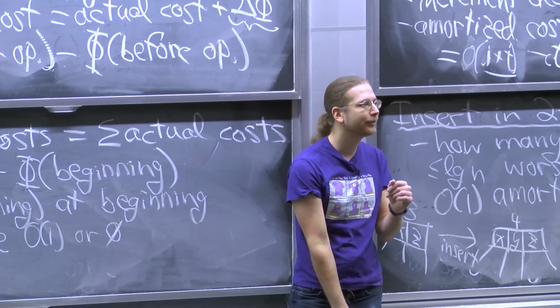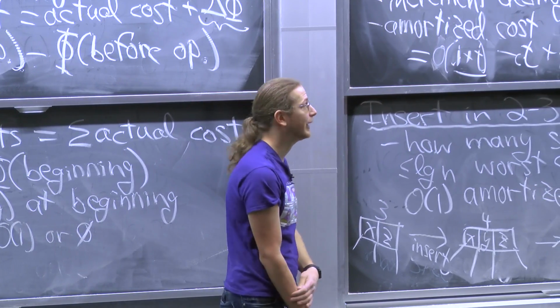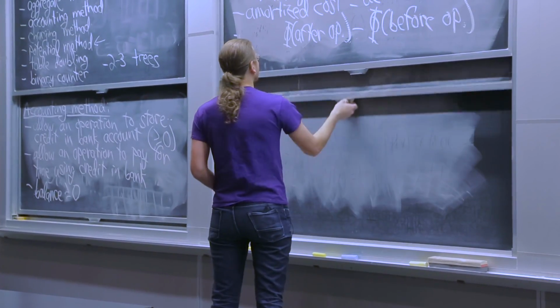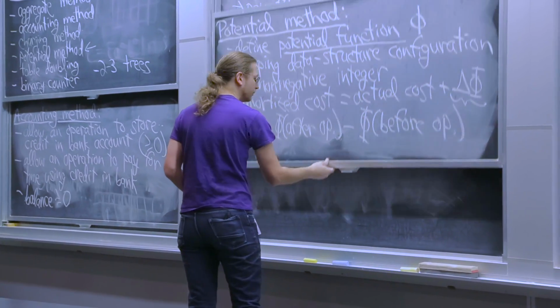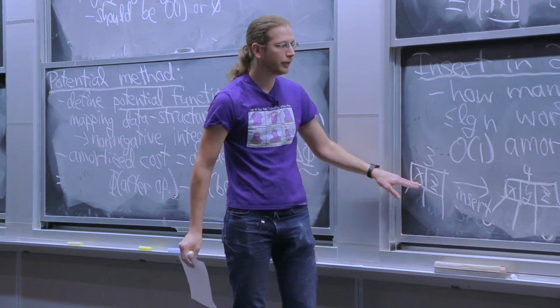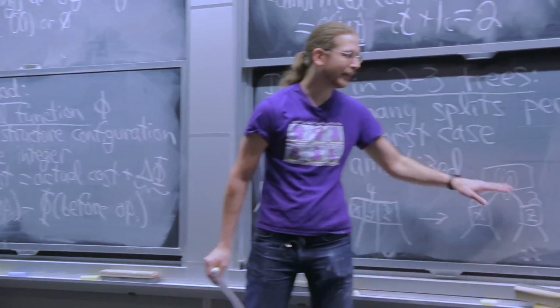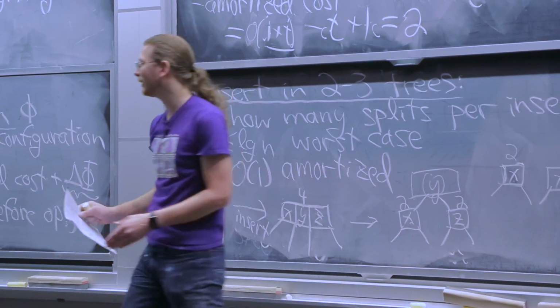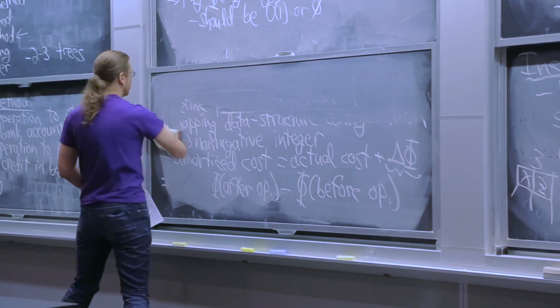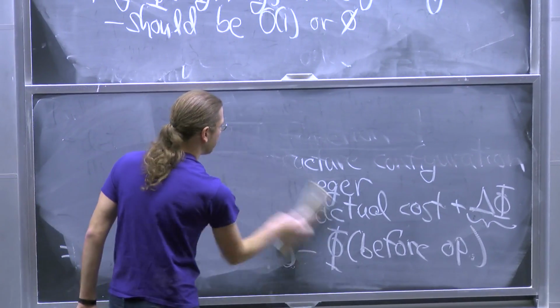Number of 3 nodes, exactly. That's a good potential function. Because on the left side of this picture, we had 1 3 node. On the right side of the picture, we had 2 2 nodes. Now, there's what's happening to the parent. We'll have to worry about that in a moment. But you got the intuition. Number of 3 nodes.